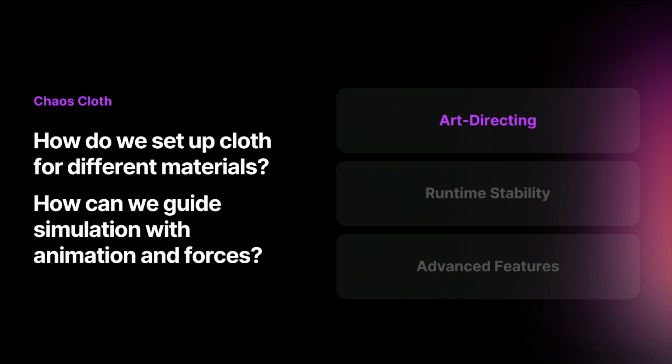Okay, that's the introductory part for the basic workflow. Now let's talk about the artistic side of simulating chaos cloths. I'll focus on two questions here. First, how do we set up cloths that are made of different materials? And second, how can we guide the simulation with character animation and external forces?